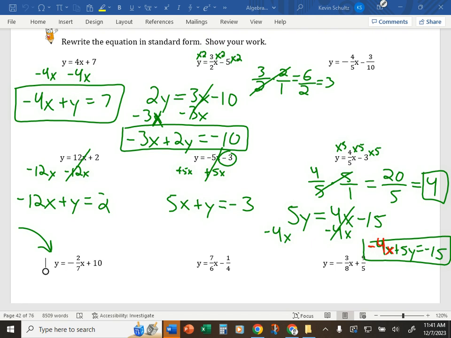Wait, which one are we doing? The one with the arrow pointing to. Oh, yeah. The arrow pointing.